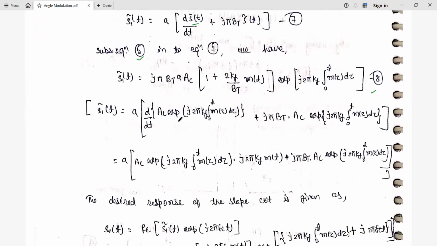So first, the exponential e to the power j theta. If we have e to the power ax, what is the differentiation?